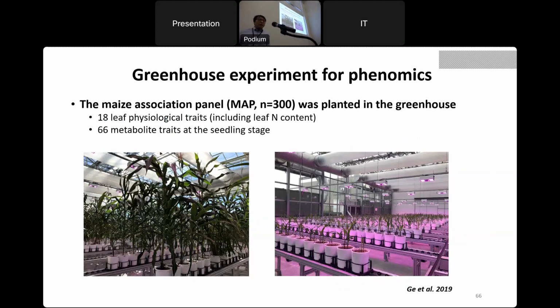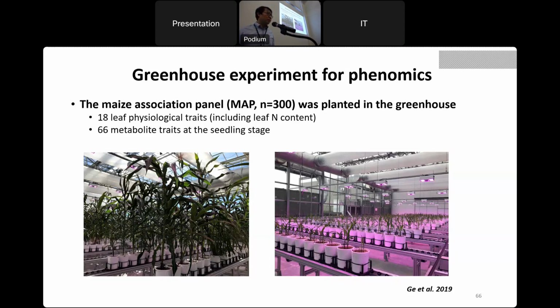Encouraged by this, we then started to further phenotype those lines in a well-controlled environment with a much larger population. Here we use a maize association panel composed of 300 diverse maize lines in the Innovation Campus greenhouse at UNL. This LemnaTec technology enables us to characterize phenotypic traits across the whole developmental stage of the maize until maturity. I've only shown you the reliable traits, not all the image-extracted traits.